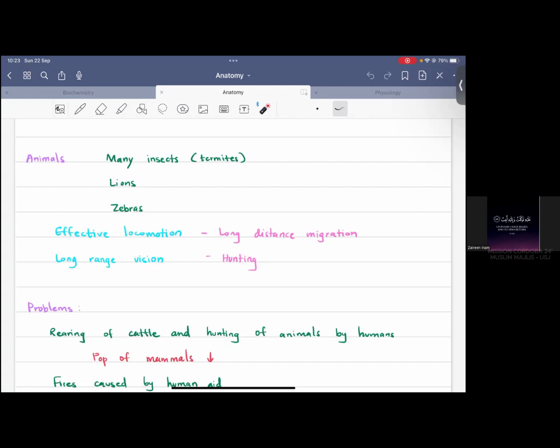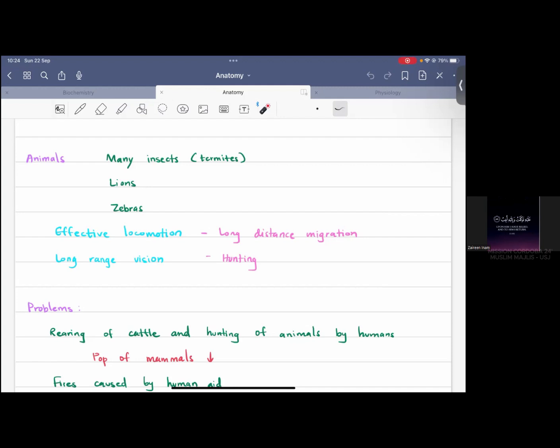There are lions, zebras. In the picture you have in your book, it has many zebras. They also have some adaptations. They have effective locomotion so that they can do long distance migration. For example, lion and zebras, zebras can run very fast because of the effective locomotion. So long distance migration. Then they have long range of vision. They can look for a very long distance. That is a long range of vision.